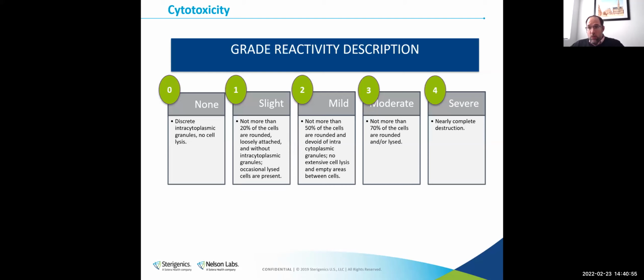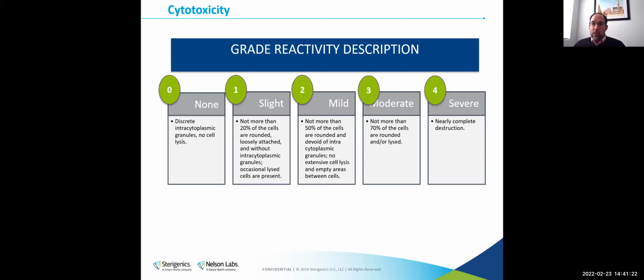Then we score it. We score it from a 0 to 4, and it's based on the percentage of cell death or impact. So as you can see, it goes from no impact whatsoever to less than 20% of the cells impacted, then between 20 and 50% of the cells is a 2. Between 50 and 70% it's a 3. Anything over 70% it's a 4.